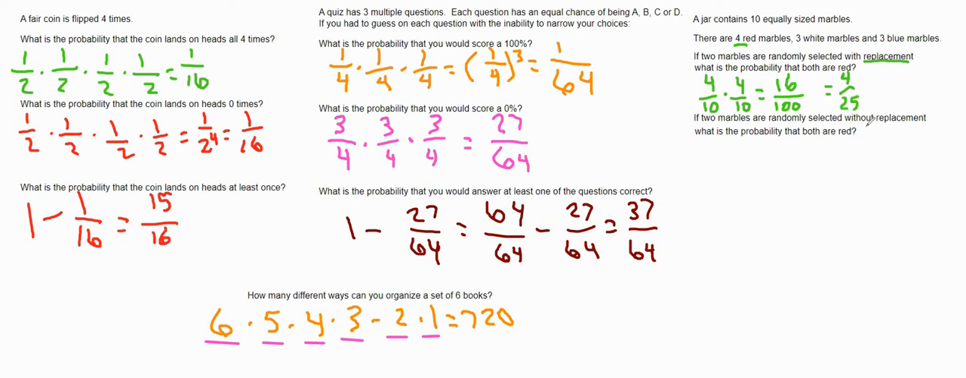The next question is almost the same, but it's without replacement. That means we don't put the marble back in. So for the first marble, there's still a 4 out of 10 chance that it is red. And then we do not put that marble back in. So there are 3 red marbles left, and there's a total of 9 marbles. So 4 times 3 is 12, and 10 times 9 is 90. And that would actually simplify down to 2/15.